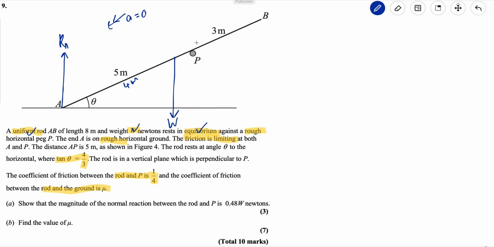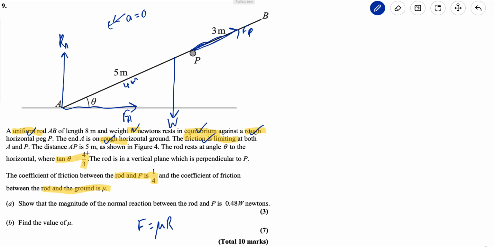As friction acts against the direction of motion, at the rough horizontal peg there is friction acting in this direction, and that's friction at P. And here there's friction acting in this direction over here, and that's friction at A. So I've got the rough horizontal ground there. Friction is limiting, so that means we can use F equals mu R at both A and P.